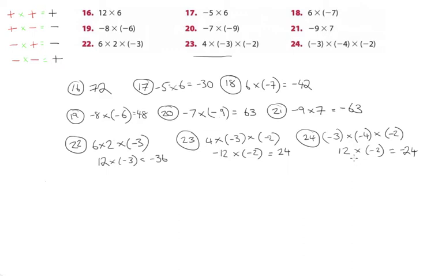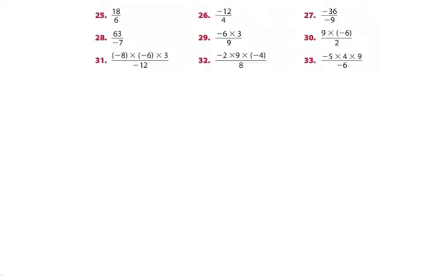Now we're going to go on to dividing integers. Here it is here. And here we have actually a mix of adding and subtracting. For homework, I actually only gave you up to 27, I think. So I'll just do up to 27 now. Question 25, 18 divided by 6. So how many times does 6 go into 18? It goes into 18 3 times.